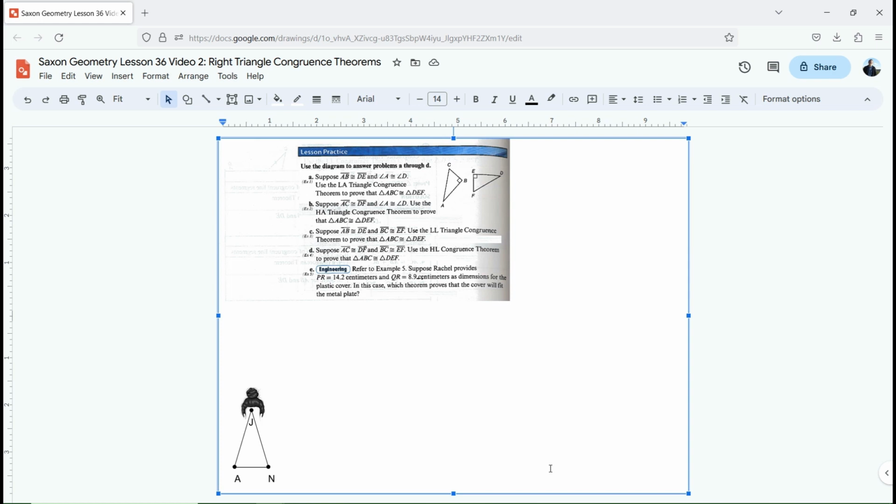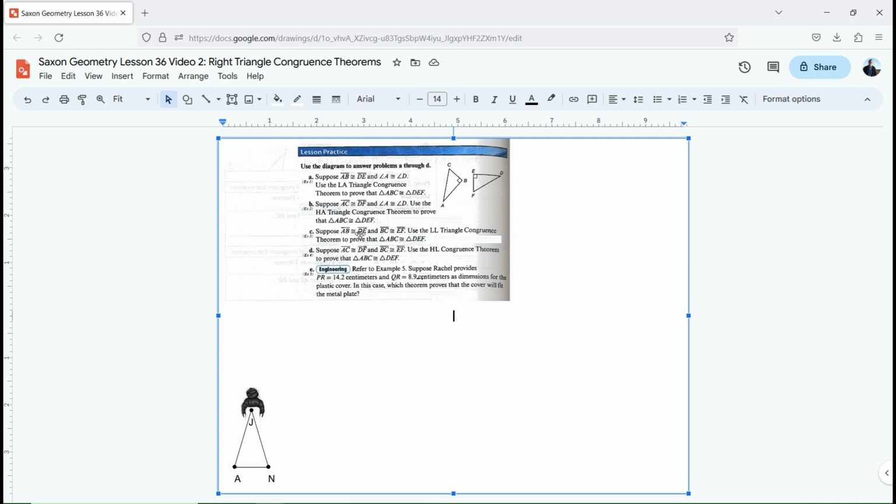All right, geometry students, it is time for us to do some lesson practice. And we're going to find that with these right triangle congruence theorems, the lesson practice is actually pretty easy. We're going to be asked to do a bunch of proofs, but you know what? What do we have to prove? We only have to prove that two things are congruent. And because we're only proving two things congruent, this is going to make this pretty simple.